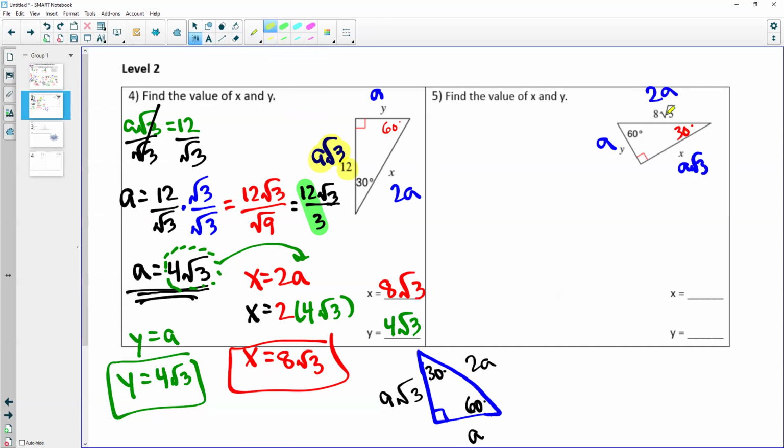So we're working with a given side length that was provided to us. The given side length here is 8 square root of 5. That represents our side of 2A. So we're going to write an equation that says that. 2A has to equal 8 times the square root of 5.